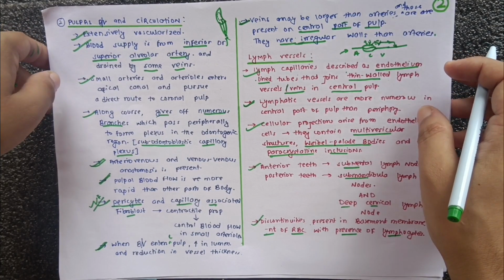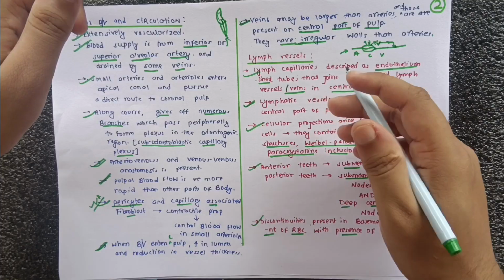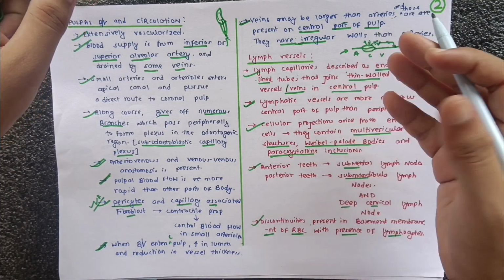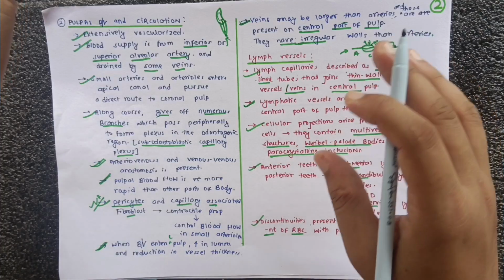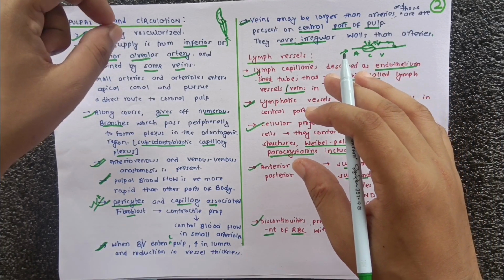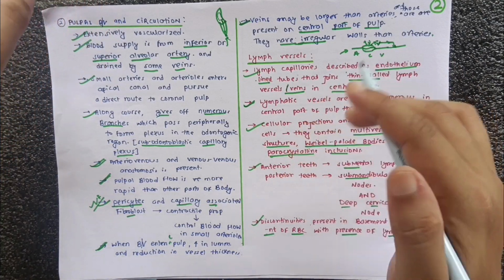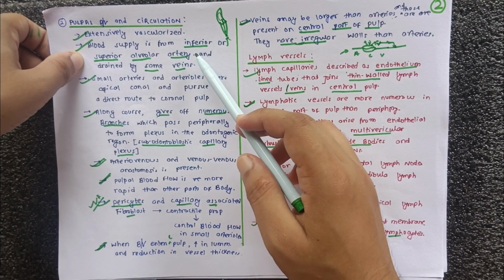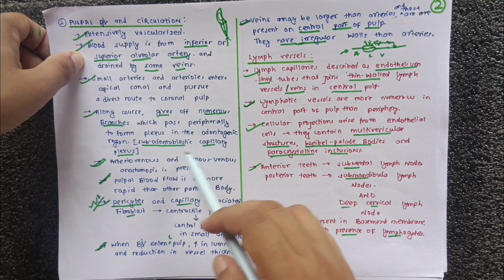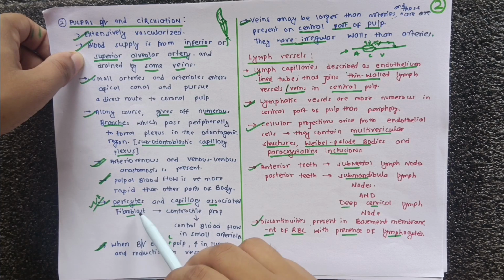Okay, I think many things that I have discussed here you have studied in your general physiology. The things that you should remember from this pulpal blood vessel and circulation are just small points, like where the blood supply is from. Similarly, the subodontoblastic capillary plexus is important here. Similarly, the pericyte and the capillary associated fibroblast are also important.